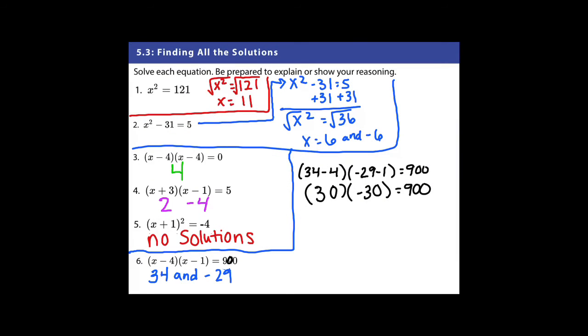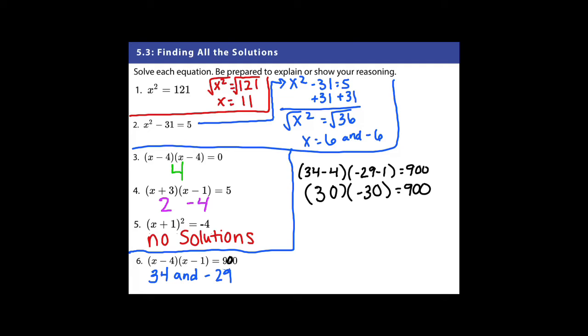Here is example 3, solve each equation. So number 1, x squared equals 121. Take the square root of each side and you'll get x equal 11. Number 2, x squared minus 31 equals 5. Add 31 to each side and then take the square root and you'll get x equal to 6 and negative 6. Don't forget the negative 6.